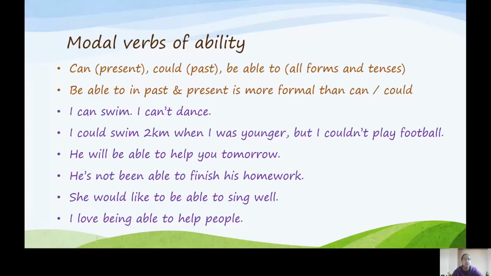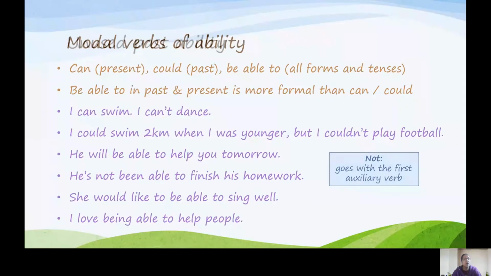If we use a negative, the word not tends to go with the first auxiliary verb. For example, he's not been able to finish his homework. Not goes with has. He will not or he won't be able to help you tomorrow.